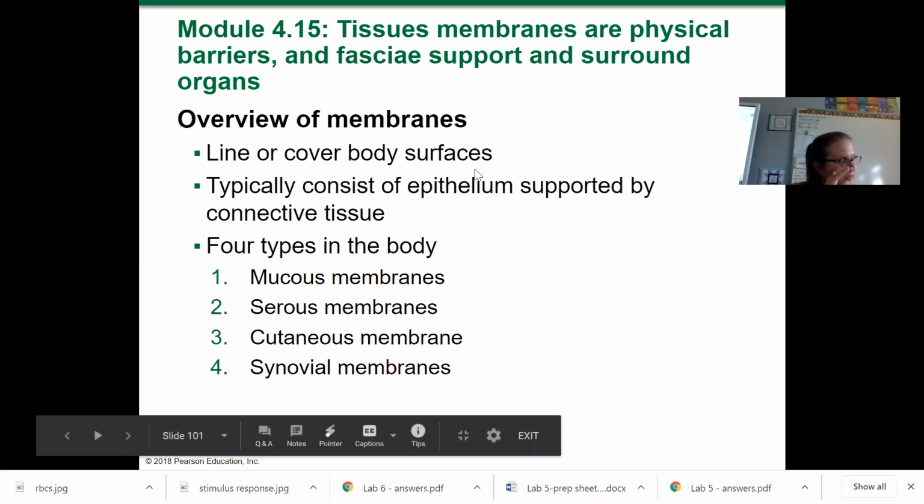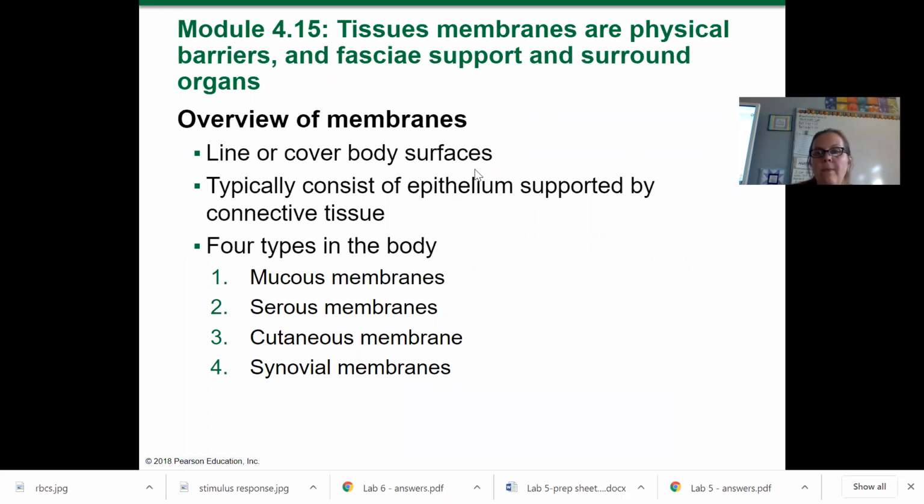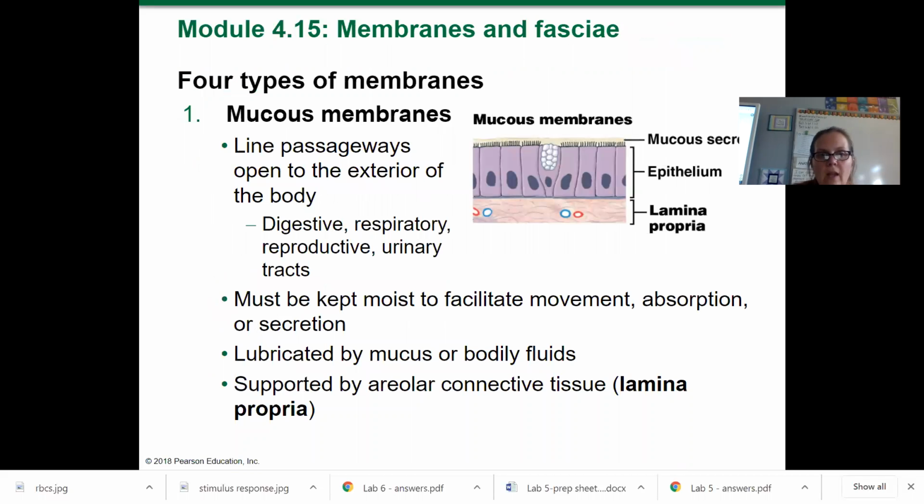Okay, the next section is about membranes. Membranes are made up of epithelium and connective tissue, so we're going to pause here and talk about them. They line or cover surfaces. There are four types in the body: mucous, serous, cutaneous, and synovial. They're all found all over with their specific functions.